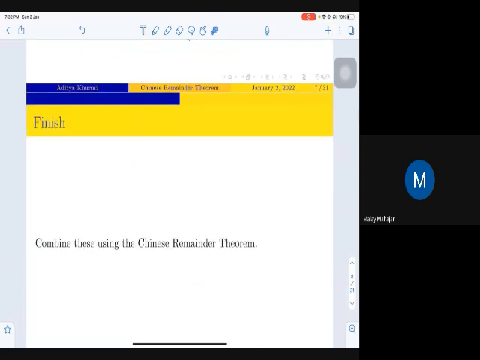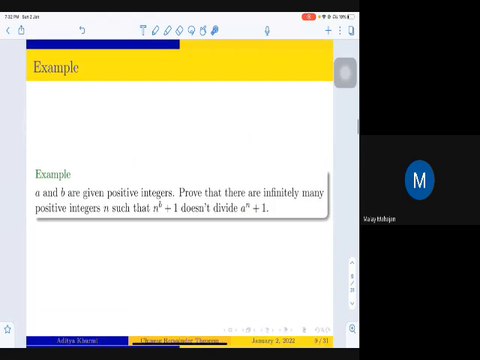Awesome. Now let's move to the next example. So this was from Russia 2018, and I really like this problem. So this question is, a and b are given positive integers. Prove that there are infinitely many positive integers n such that n raised to b plus 1 doesn't divide a raised to n plus 1.